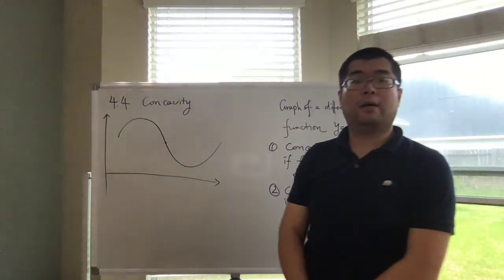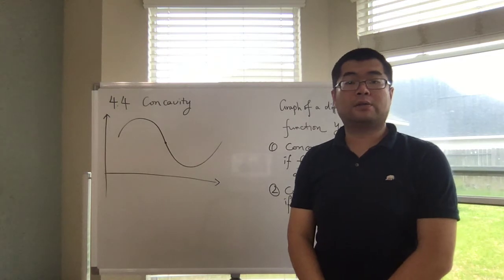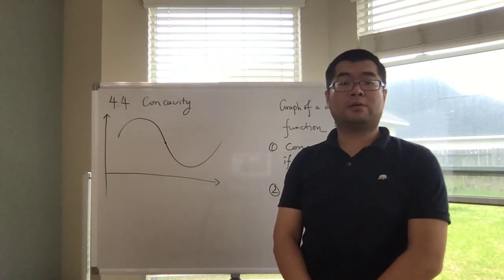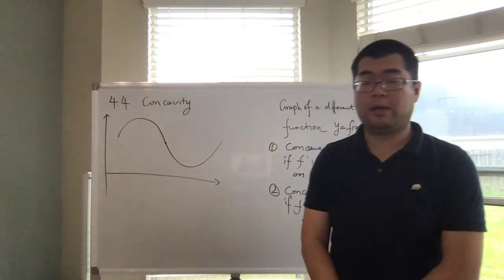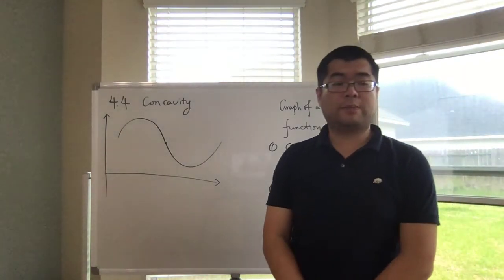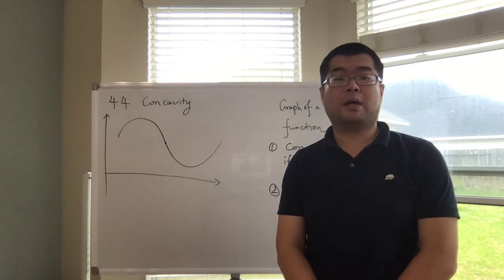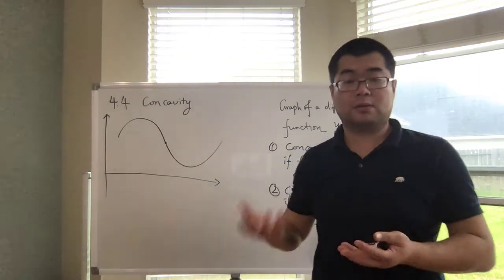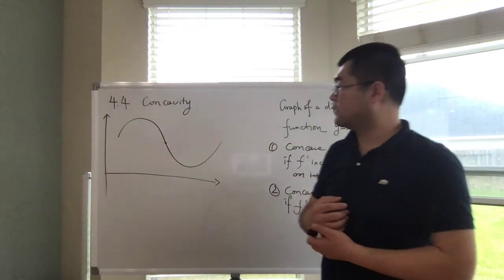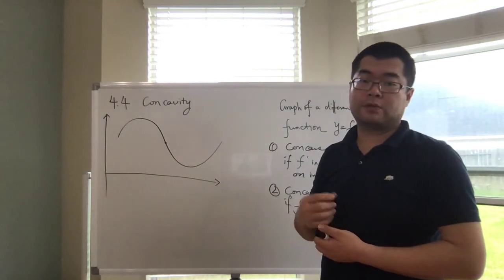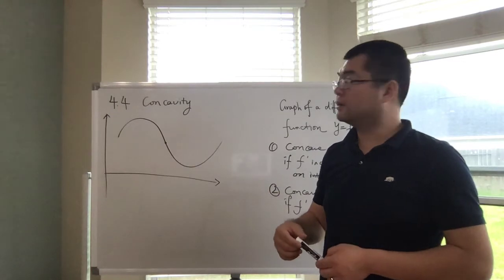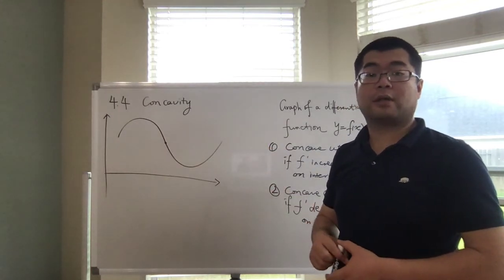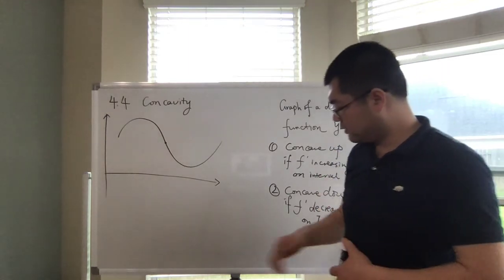Okay, so today let's look at section 12.4. The topic is concavity. Concavity talks about how the graph of a given function bends or turns. So let's take a look at this graph first, and then we'll talk about the definition here.